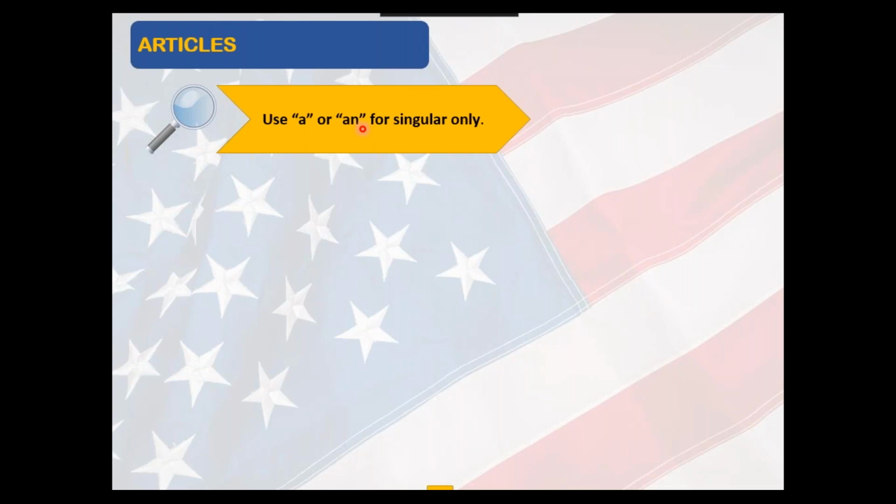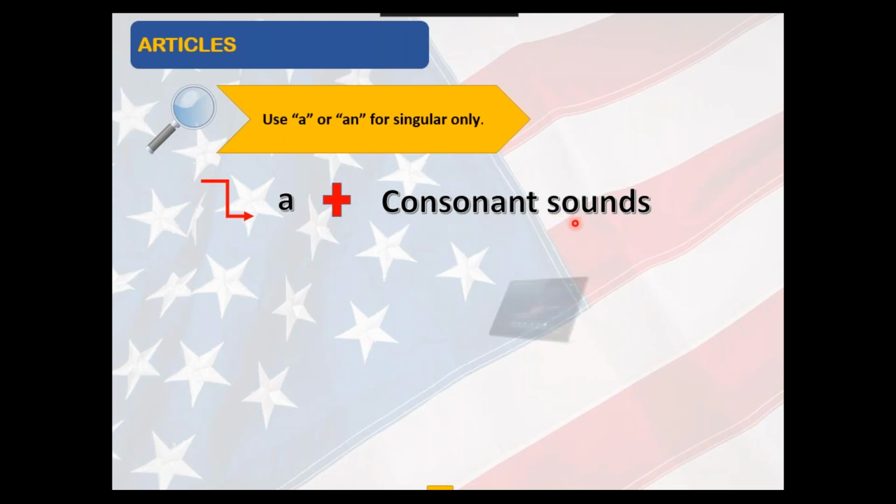In this case, a or an, we only use in singular. Only in singular. So, what is the difference between them? A is used before consonant sounds. For example, what is this in English? A tablet. T, consonant sound. Remember the alphabet. T, consonant sound.